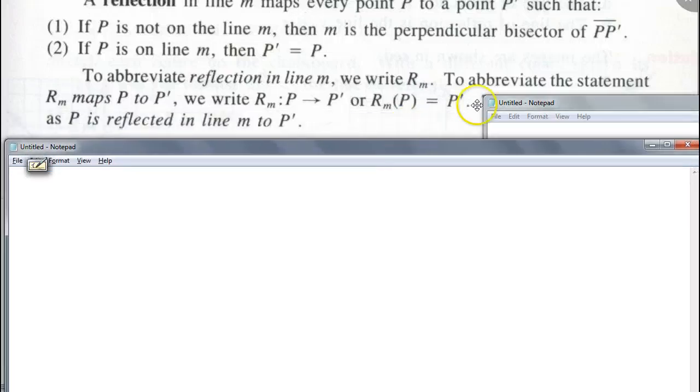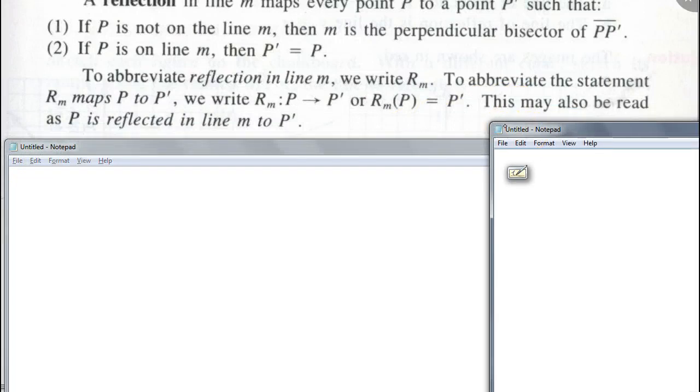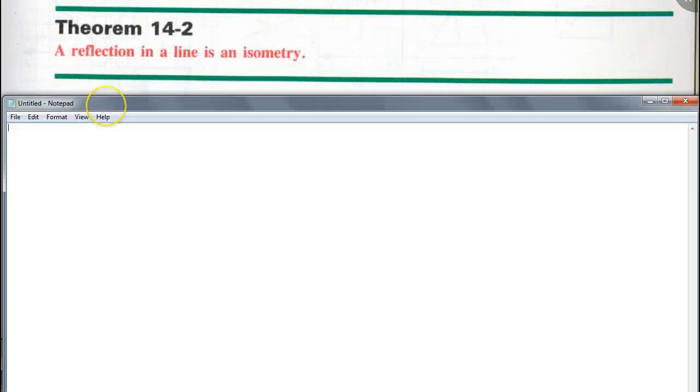And you could also read this as P is reflected in line M to P prime. Same thing, okay? So write that down, and you should know how to abbreviate these statements like this, okay? And that they mean the same thing. So let's go back to our theorem. A reflection in line M is an isometry.